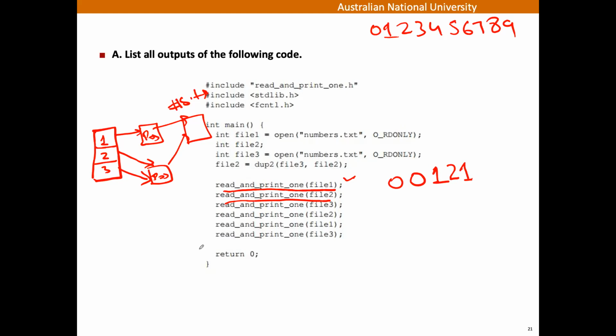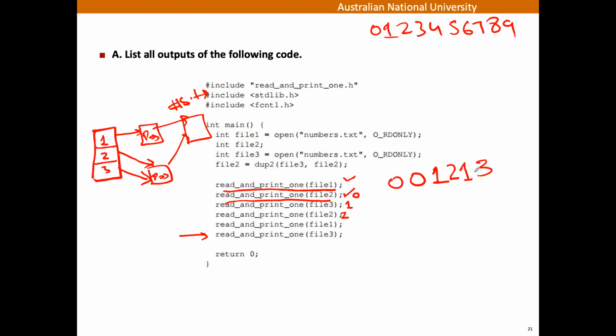So where is the file position for 3 at this point? This incremented it by 1. So this is where we printed 0. This is where we printed 1. This is where we printed 2. So what will we print now?